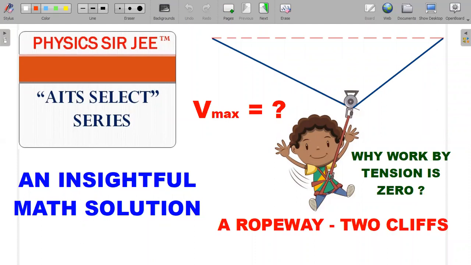This is a problem from the topic of work, power and energy, and there are multiple solutions and ways of solving this particular problem. I will try my best to give you a mathematical insight, or more than one insight actually, and also look at something interesting at the end of the video.